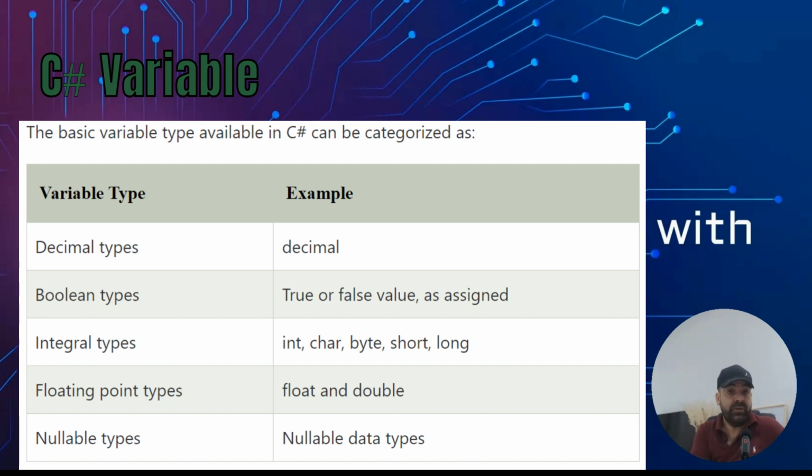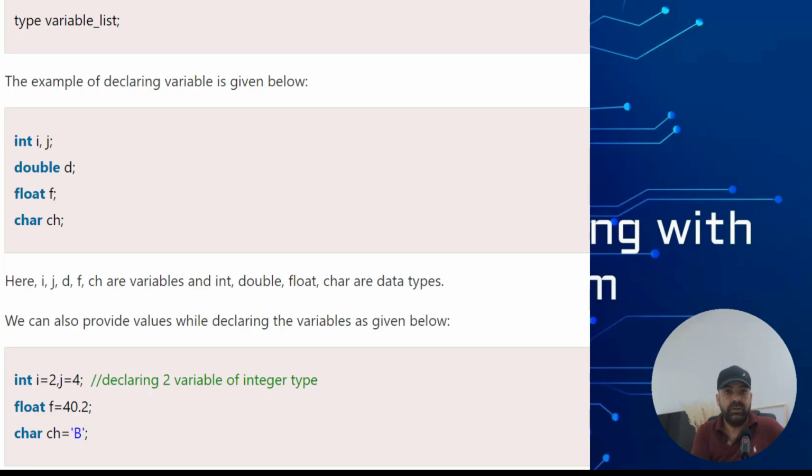The basic variable types available in C# can be categorized as decimal types, for example decimal; Boolean types, for true or false values; integral types like int, char, byte, short, long; floating point types, which are float and double; and nullable types, which are nullable data types that can be null.